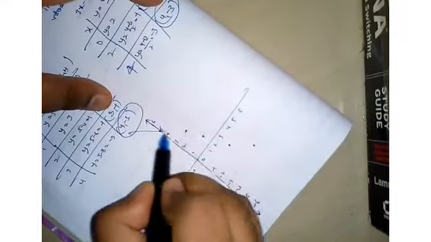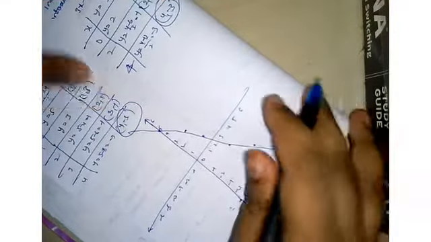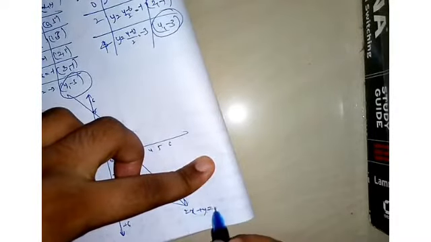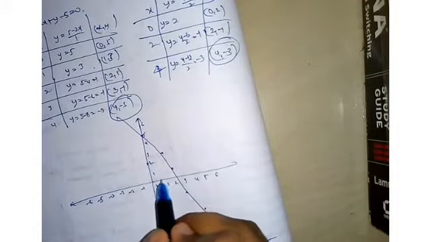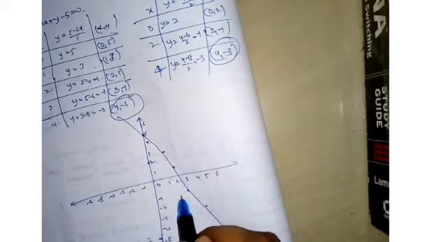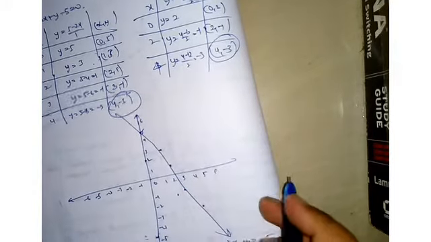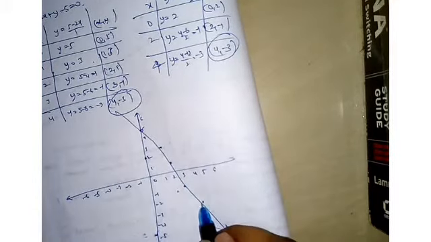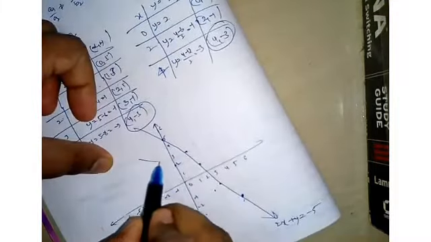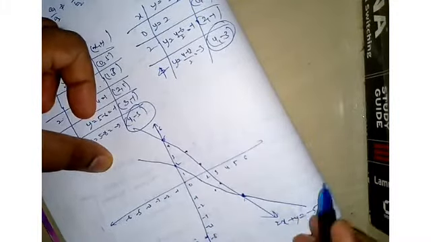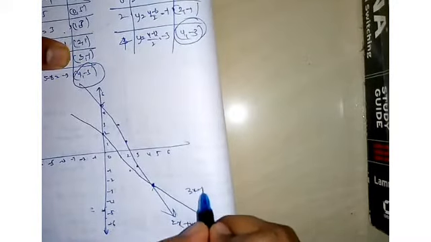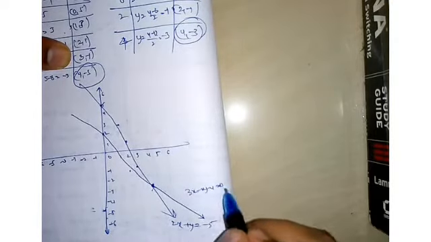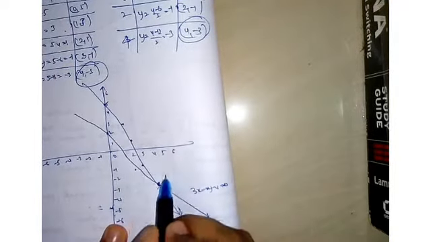If you join these points, you get a straight line like this, which is 2x plus y minus 5 is equal to 0. For the second line, plot 0 comma 2 here, 2 comma minus 1 here, and next 4 comma minus 3 here. So the second line will be something like this, intersecting at 4 comma minus 3. This line is 3x minus 2y minus 4 is equal to 0. And the solution is 4 comma minus 3.